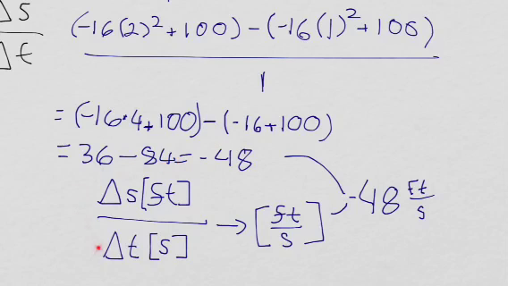So we can look at the equation we used to get it: change in distance, which is in feet, over change in time, which is in seconds. If we look at these units, that's feet over seconds, so feet per second. So we will put those units back in because it's a word problem and you want to keep your units. So negative 48 feet per second is our final answer.